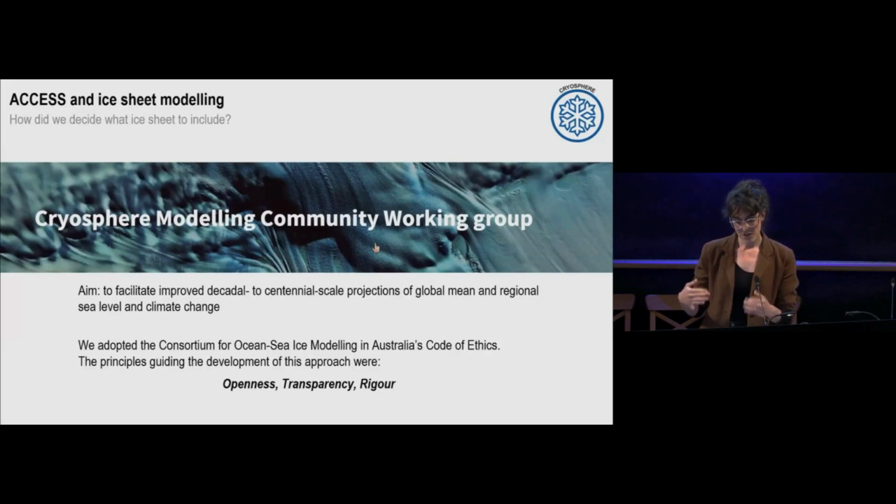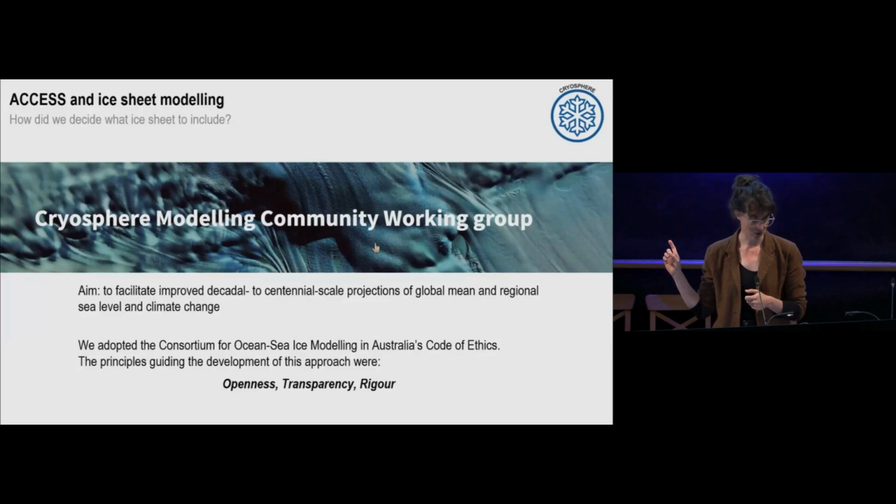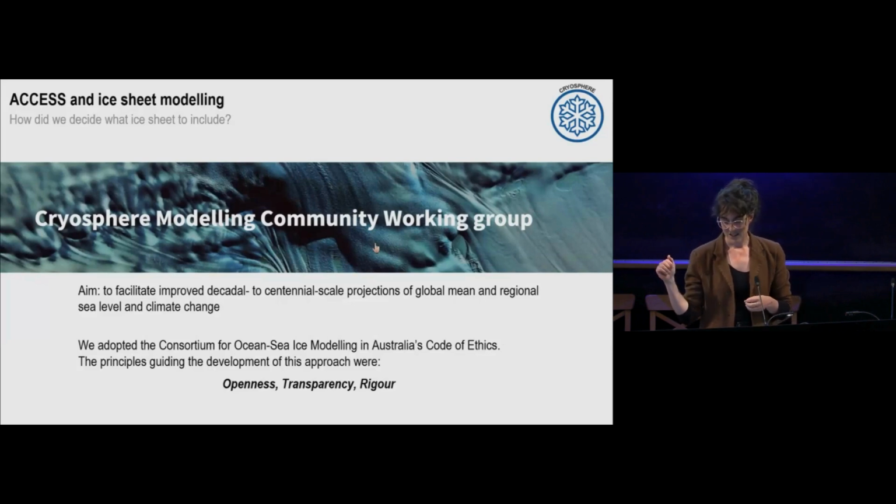So there are two things that I wanted to highlight about how we went about it. One is that we really wanted the choice to be purpose-driven. We wanted to choose a model that was fit for purpose and that would serve the needs of our community now and into the future. And so we derived this purpose here, which was to facilitate improved decadal to centennial scale projections of global mean and regional sea level. And another thing that we wanted to do was make sure that the process was open or inclusive, transparent and rigorous.